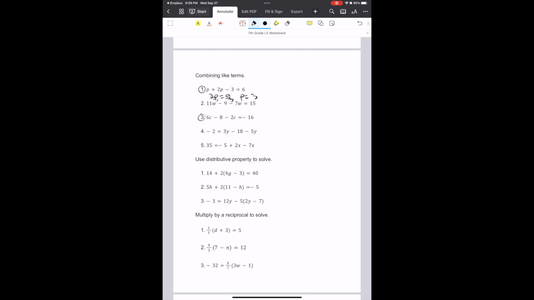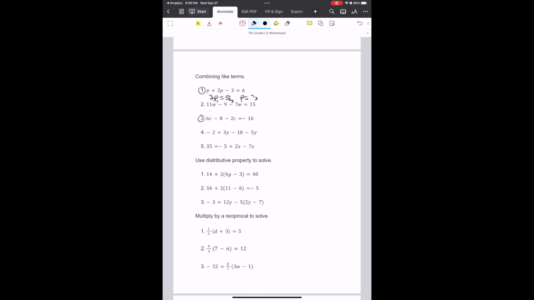Then number 3, 6c minus 8 minus 2c is equal to negative 16. 6c minus 2c is equal to 4c. And then you want to add 8 to both sides to get 4c is equal to negative 8. Then divide both sides by 4 and you get c is equal to negative 2.